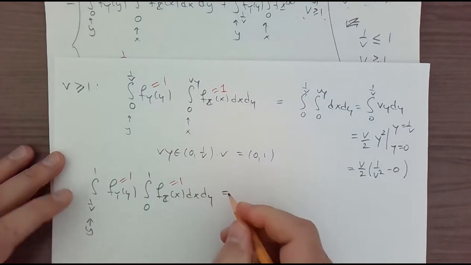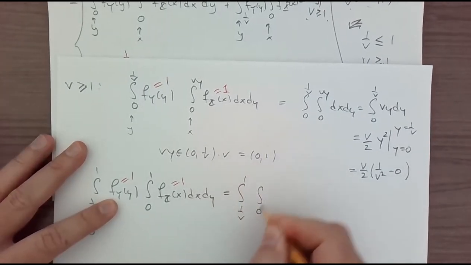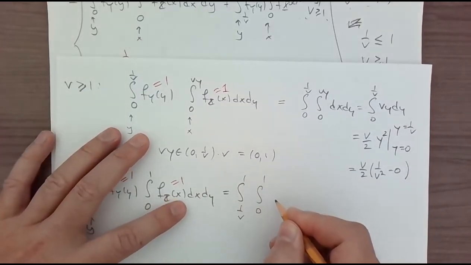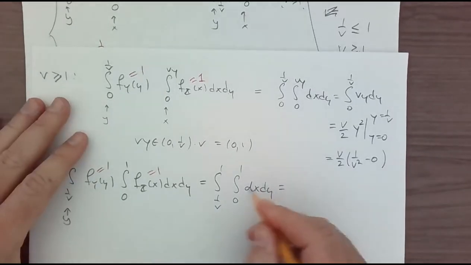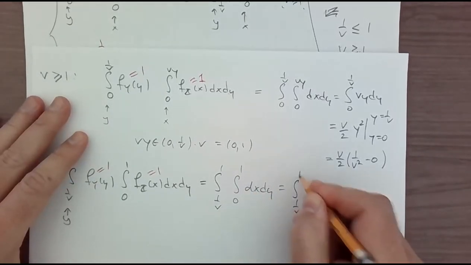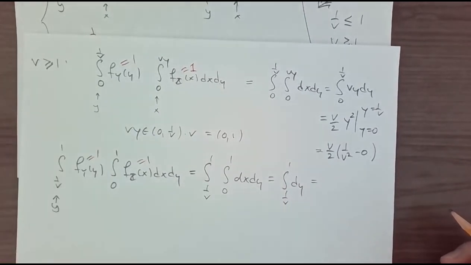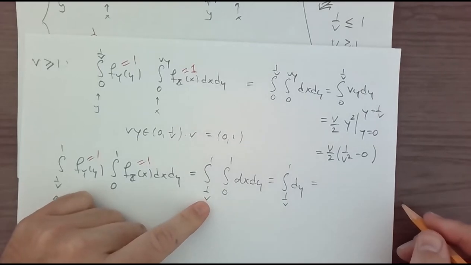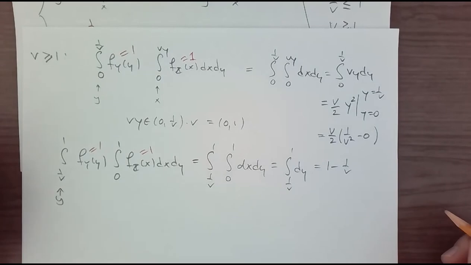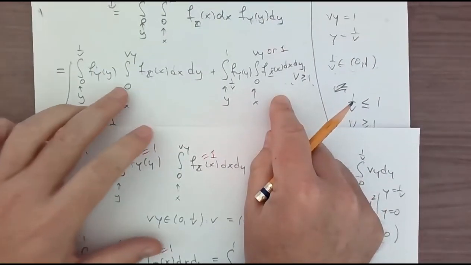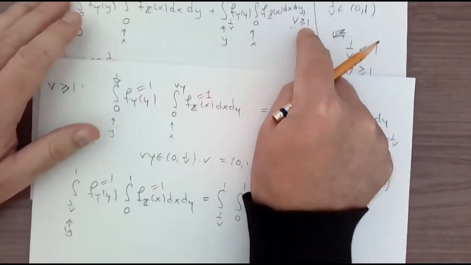So I can now integrate these two things out. I get an integral from 1 over v to 1, integral from 0 to 1 of a 1, and then dx dy. This becomes an integral from 1 over v to 1 dy. This becomes 1 minus 1 over v. Okay, so all in all, the distribution, I have to add these two up. And this is when v is bigger than 1.